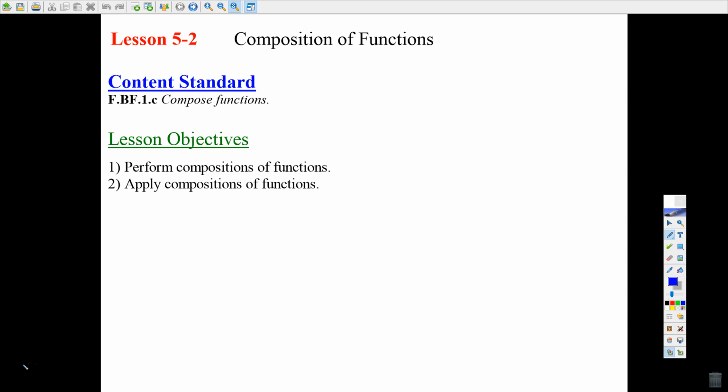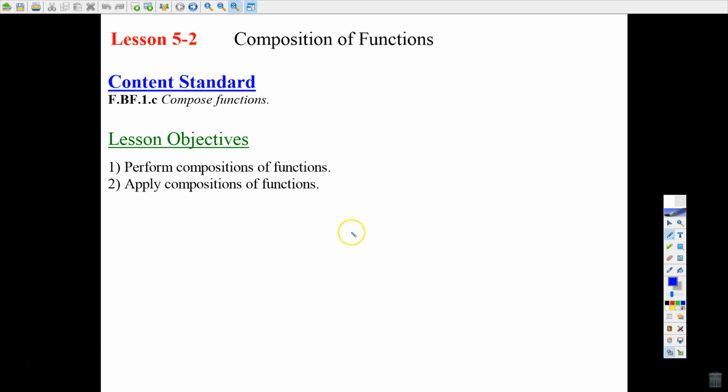Today our topic is composition of functions, and as you can see, two simple objectives today. We're going to learn how to perform compositions. I want you to know what that's all about by the end of this lesson, and then getting further along in this idea of compositions of functions will be the application of this concept.